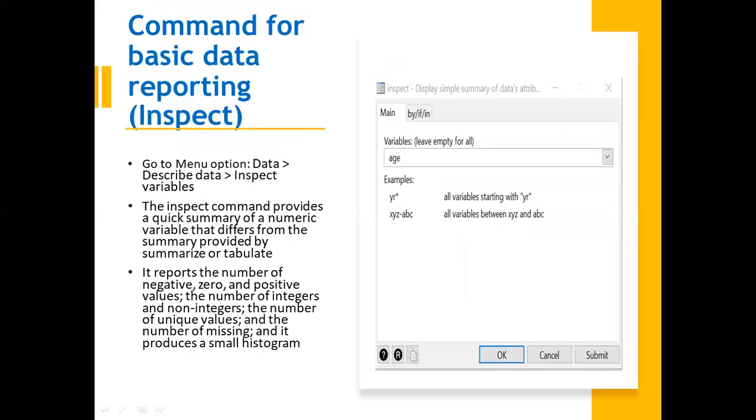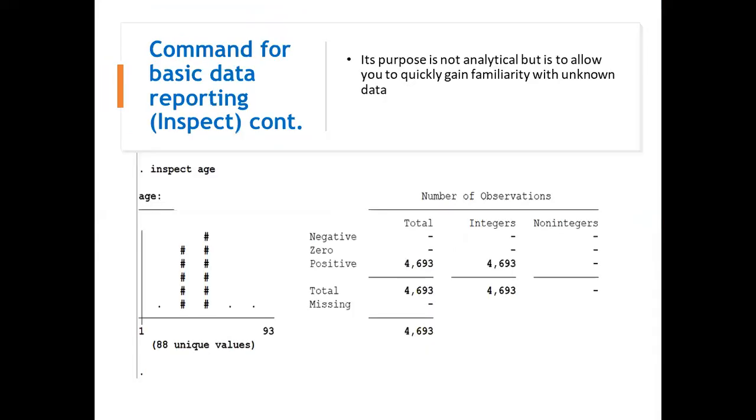All right. You can also inspect your data. For example, we want to inspect age as a variable. You can go through the menu bar, click on Data, then Describe data, then Inspect data. Then select the variable you want to inspect. Then this gives the output. You can also use the command line: inspect age.